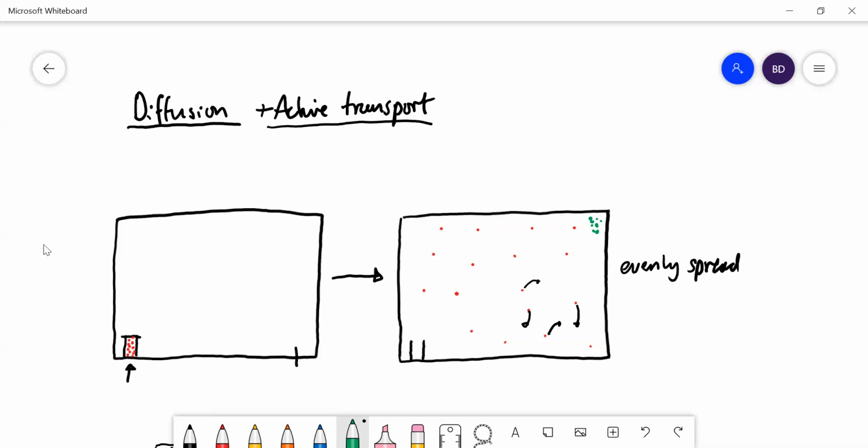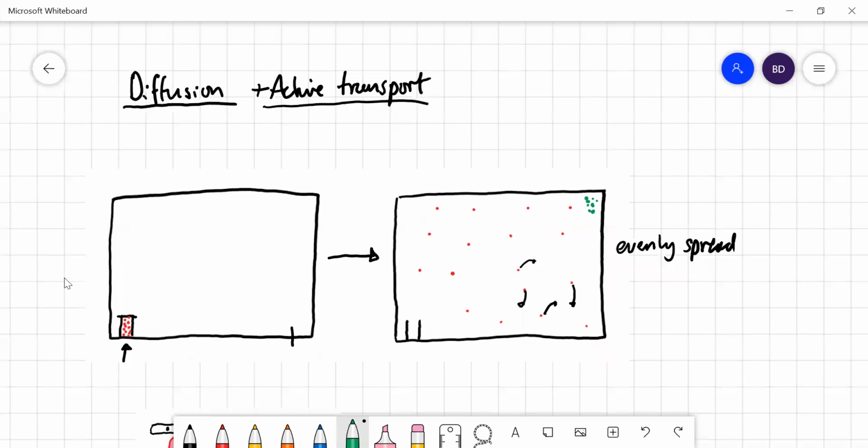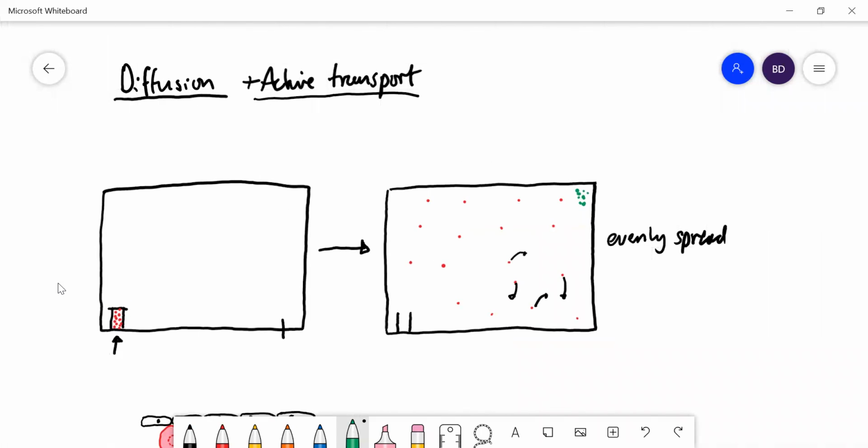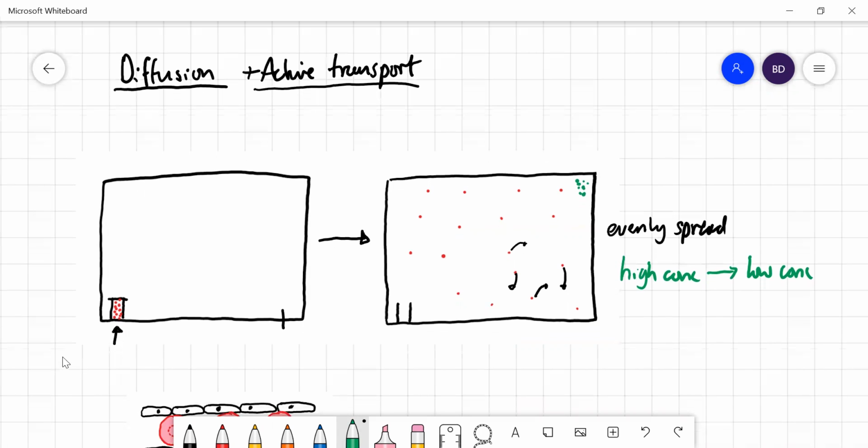So with diffusion then, it's caused by the random movement of the molecules, and it's always from an area of high concentration to an area of low concentration. And this is extremely important in so many places in biology. So let's have a look at some of those examples now.